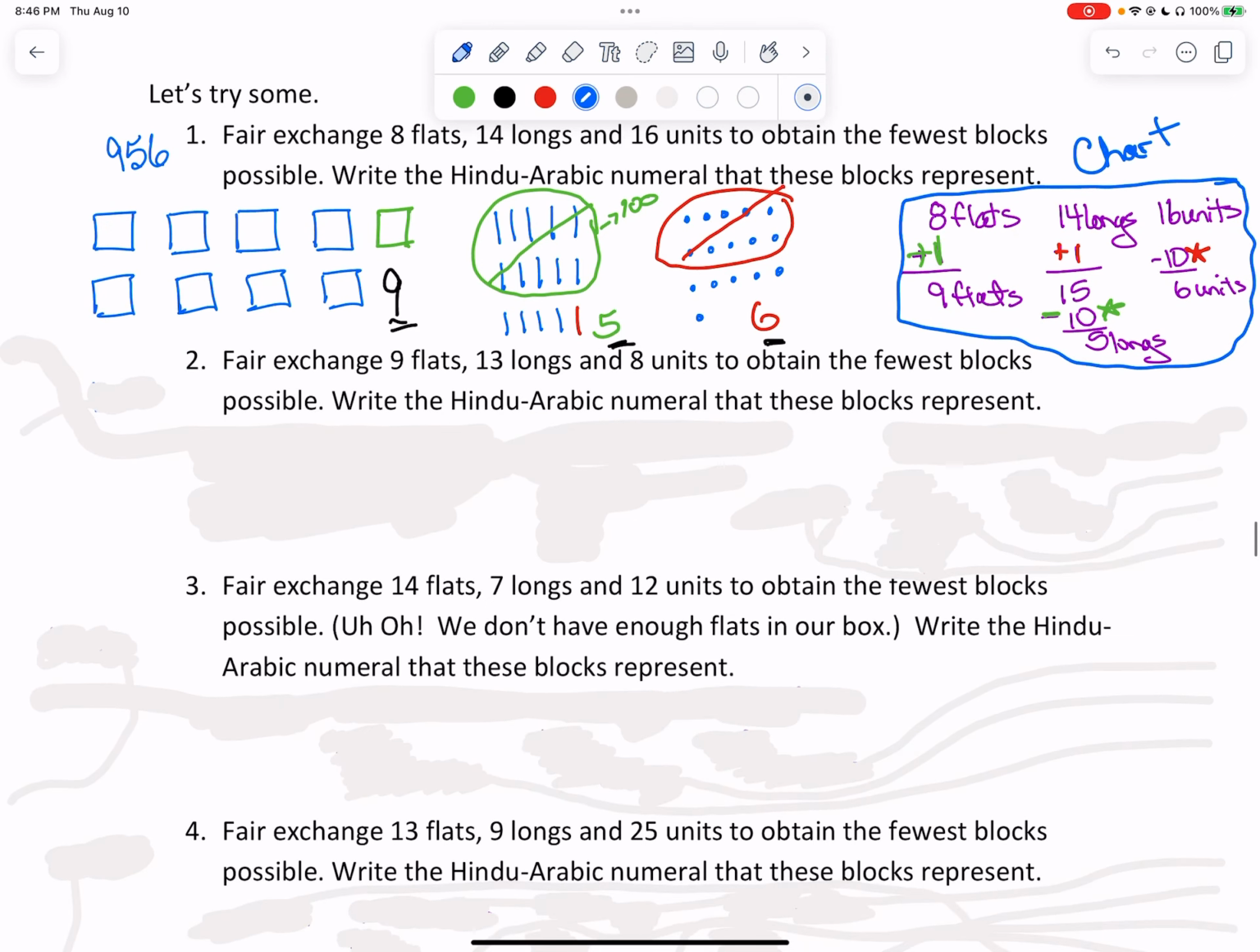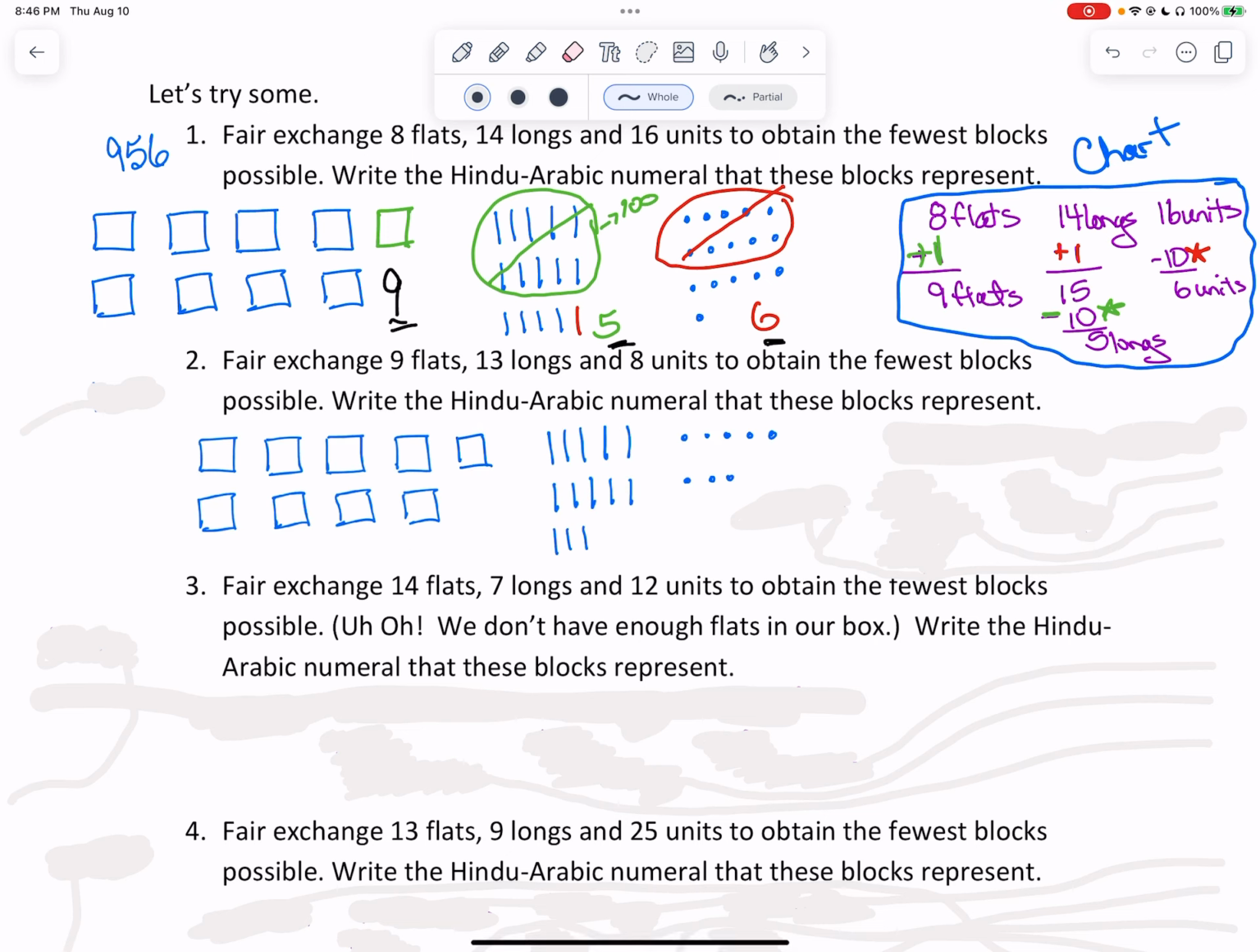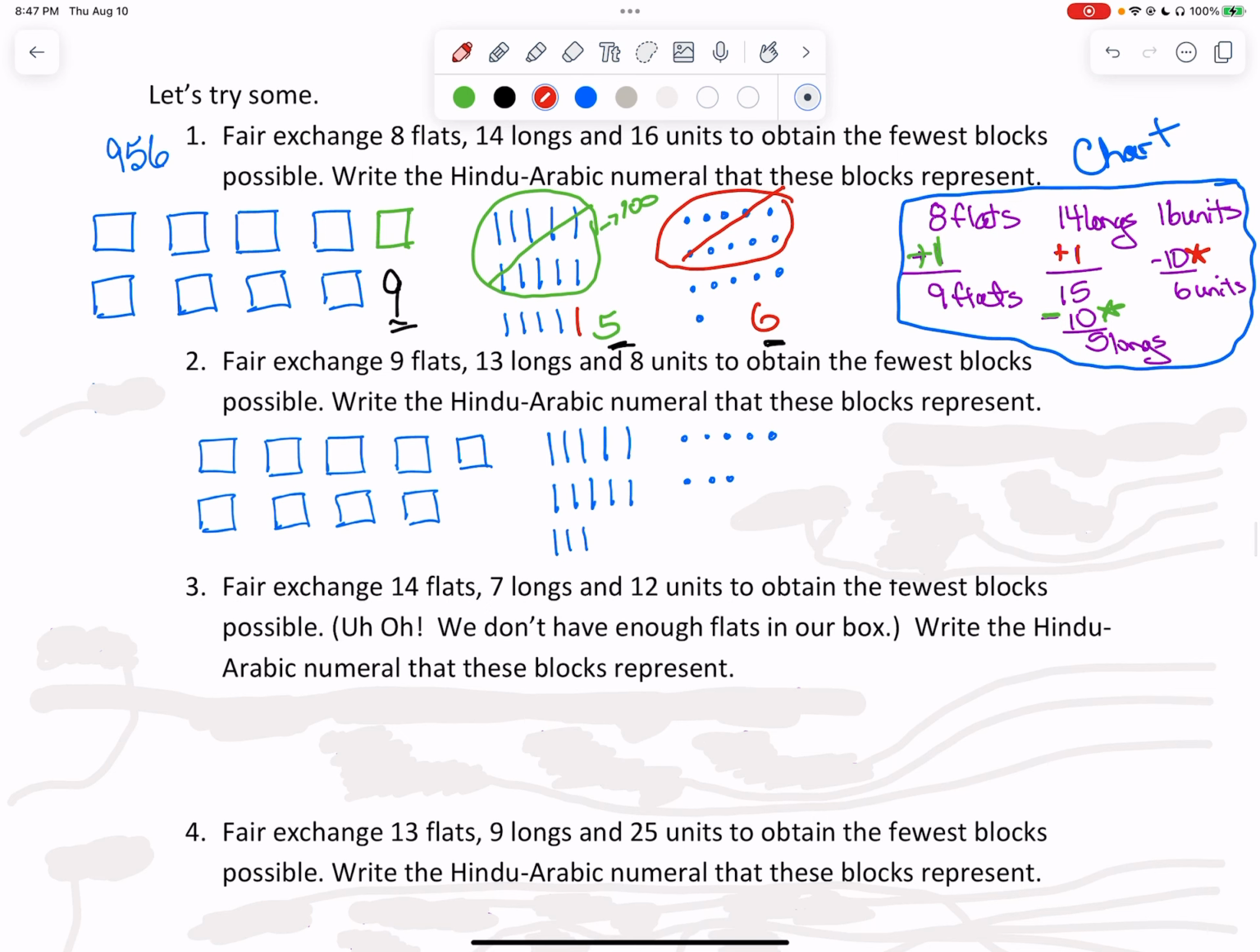So we're going to do that again. I'm going to try another one. We have 9 flats, 13 longs, and 8 units. Let's do what I did up there. I notice I can't regroup any of my units. I literally have 8 units. I don't have to regroup at all. But this one, I've got 10. There's my 10. So I can regroup that and put a box. I exchanged it for a flat.